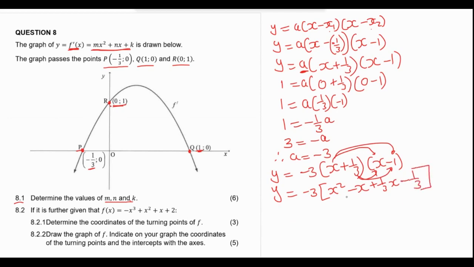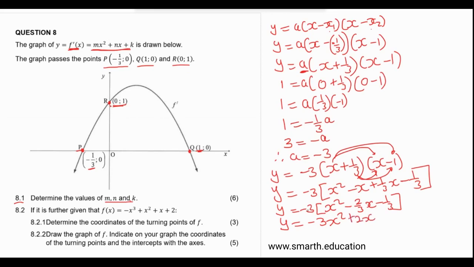Let's just simplify what is in the square bracket. So it's y is equal to negative 3, and then x squared, then negative 1x plus 1 over 3x, that is negative 2 over 3x, minus 1 over 3. And then we distribute our negative 3, so y is equal to negative 3 times x squared, that is negative 3x squared, negative 3 times negative 2 over 3, that is positive 2x, then negative 3 times negative 1 over 3, that is positive 1.